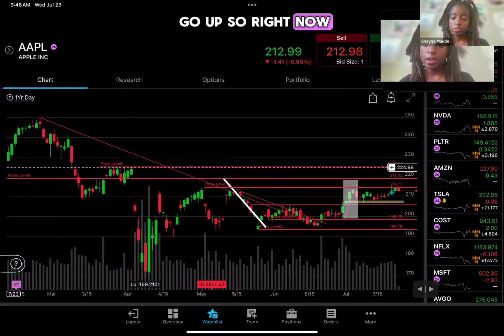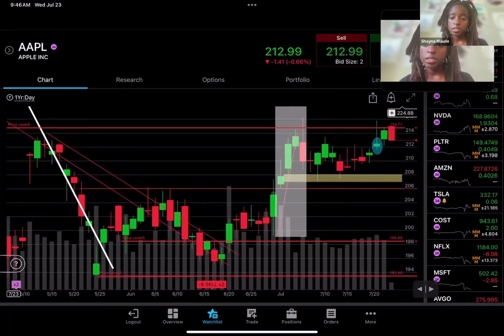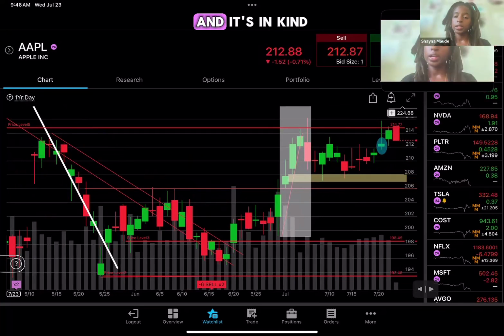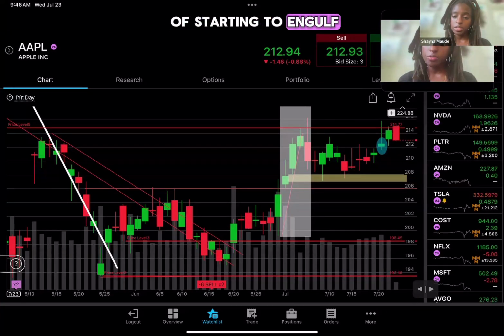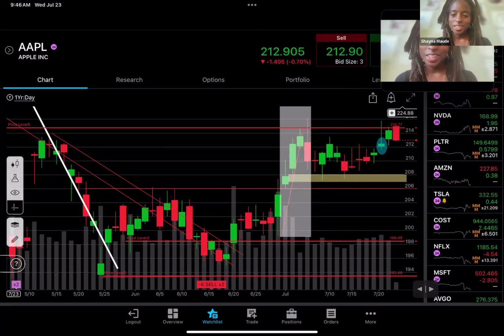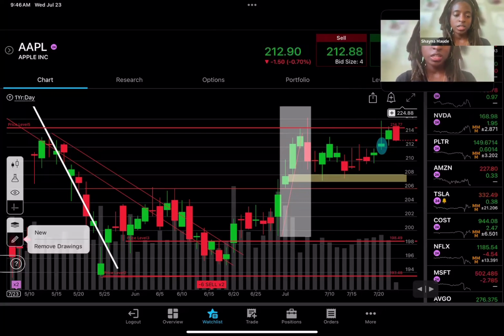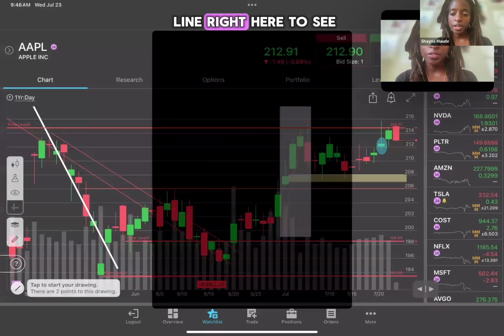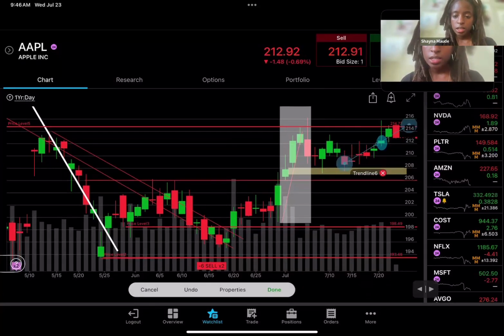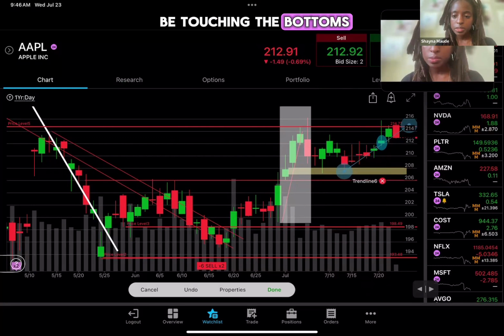So right now, today, Apple is like, oh no, y'all, we going down, right? And it's kind of starting to engulf this candle right here. So let's draw a trend line. Let's draw a trend line right here to see, and they have to be touching the bottoms.